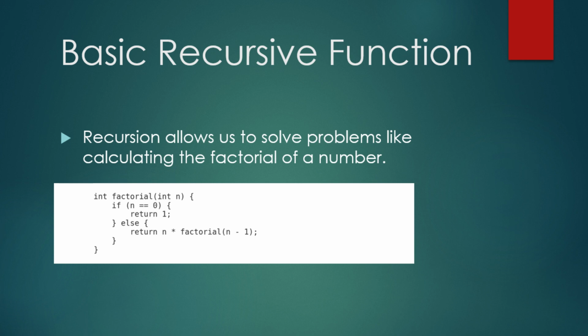int factorial(int n): if n equals 0, return 1, else return n times factorial(n minus 1). In this example, the function factorial calls itself with a smaller value of n. The base case is when n equals 0, in which case the function returns 1. Otherwise, the function multiplies n by the result of calling factorial with n minus 1. This allows us to calculate the factorial of any number in a concise way.